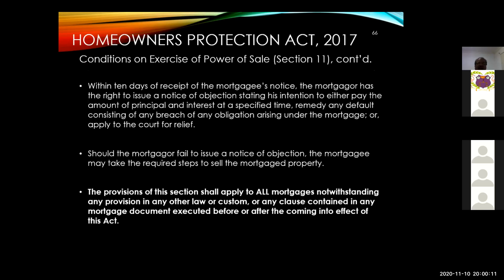Within 10 days of receipt of the mortgagee's notice, the mortgagor has the right to issue a notice of objection, stating his, her, or their intention to either pay the amount of principal and interest at a specified time, or to remedy any default consisting of any breach of any obligation arising under the mortgage, or to apply to the courts for relief. Should the mortgagor fail to issue a notice of objection, the mortgagee may take the required steps to sell the mortgaged property.